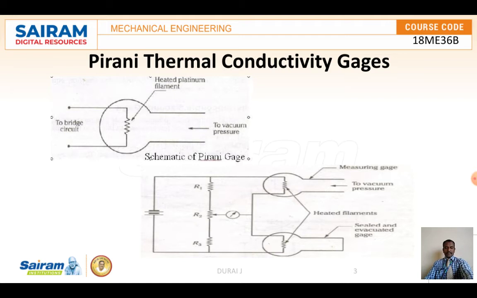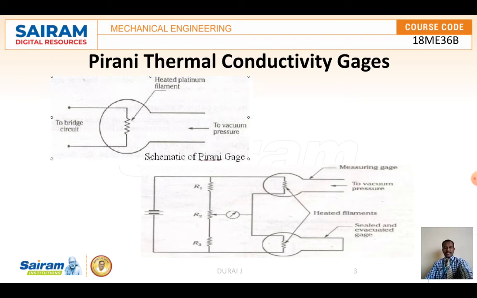For higher pressures, the thermal conductivity changes very little with pressure. It must be noted that the heat loss from the filament is also a function of the conduction losses to the filament supports and the radiation losses to the surroundings. The transient response of the Pirani gauge is poor. The time required to achieve thermal equilibrium may be several minutes at low pressure. So this is about the Pirani gauge.